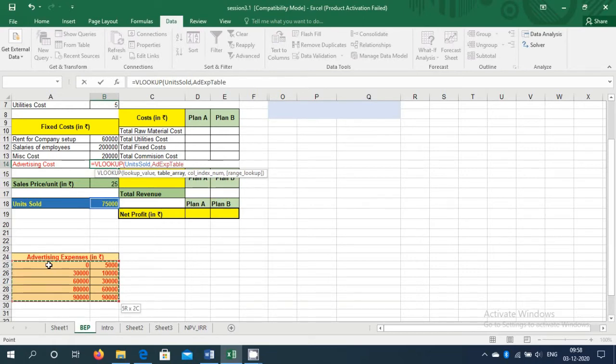Then the column index would be the second column, isn't it? Because the second column will give me the amount. This one is in rupees and this is the volume. So I'll just write 2 over here as the column index number. Then I'll just enter.